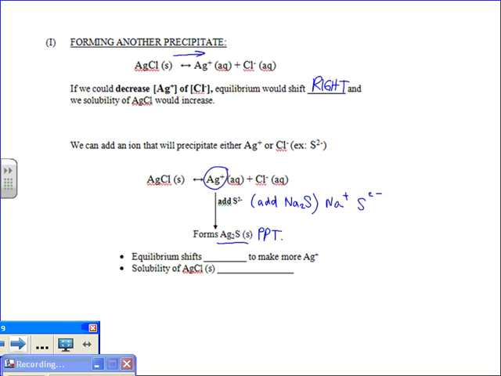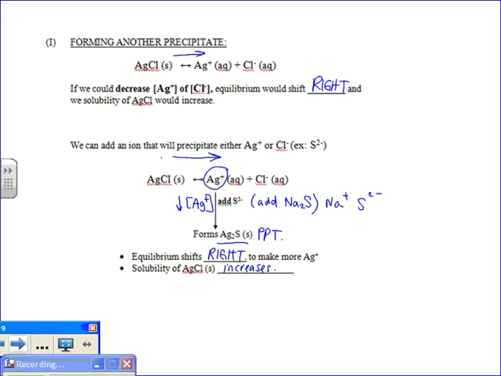Right? So I would go ahead and add that, and it's going to form a precipitate, which means I've decreased the concentration of Ag plus in my equilibrium. And Le Chatelier will tell me that that causes a shift to the right in order to make more Ag plus. So now more of my AgCl solid is going to dissolve. So the equilibrium shifts to the right towards the products to make more. And the solubility then increases.